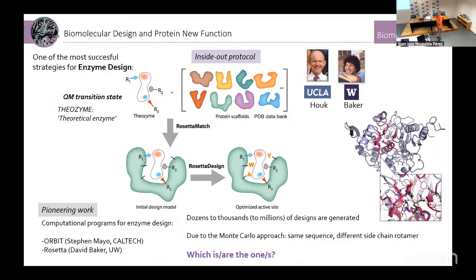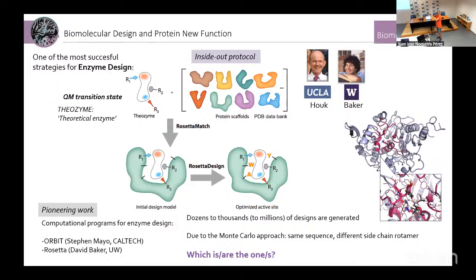This is a strategy that was proposed in the early 2000s by David Baker in collaboration with Ken Houk, where they proposed a strategy called Inside Out to design new functional proteins for catalyzing chemical reactions. The idea here is to start from a transition state optimized at quantum mechanics level, so using density functional theory to optimize a transition state that contains specific amino acid side chains that stabilize that chemical reaction. This is what was called the theoretical enzyme, the theozyme.